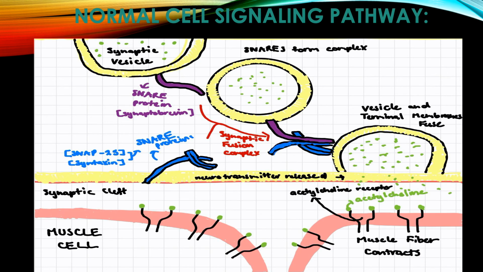So here is a drawing I did of the normal cell pathway. We have the synaptic vesicle, and we have our snare proteins creating a synaptic fusion complex with that. We then are able to have our vesicle and terminal membranes fuse together, and that creates the release of the acetylcholine, and they're able to attach to the acetylcholine receptors, and therefore the muscle fiber is able to contract.